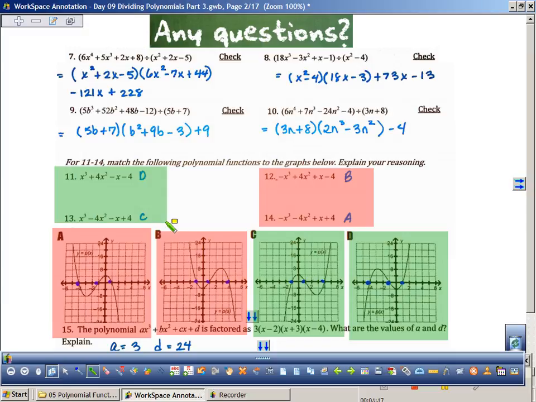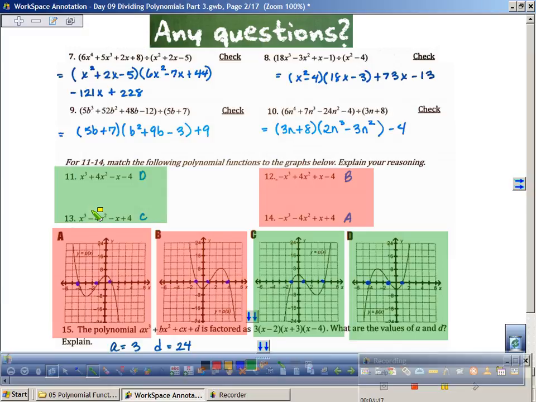Right? So now you've got to figure out which one goes with which one here. How do I know? Y-intercept. This one's got a +4. This one's got a -4. This one has a positive y-intercept. This one has a negative y-intercept. So that's all that was.